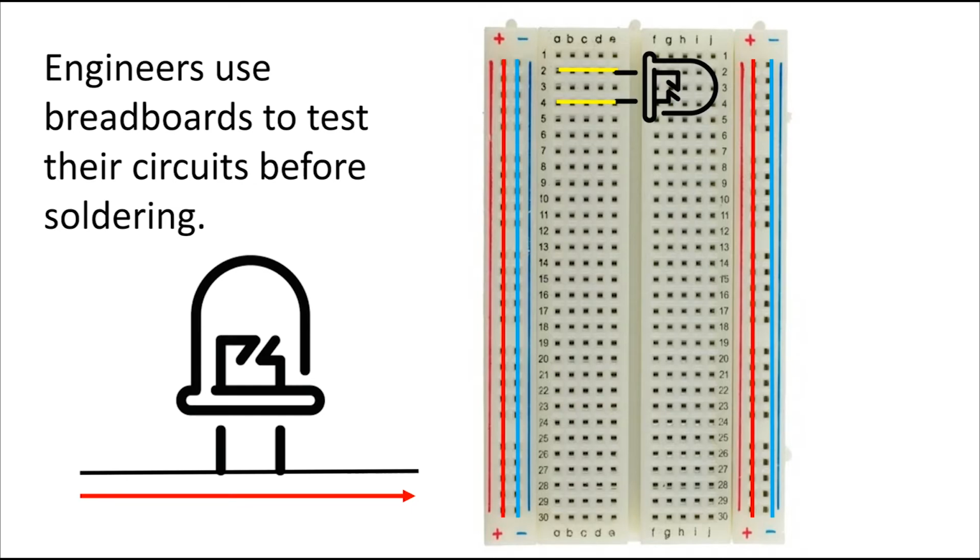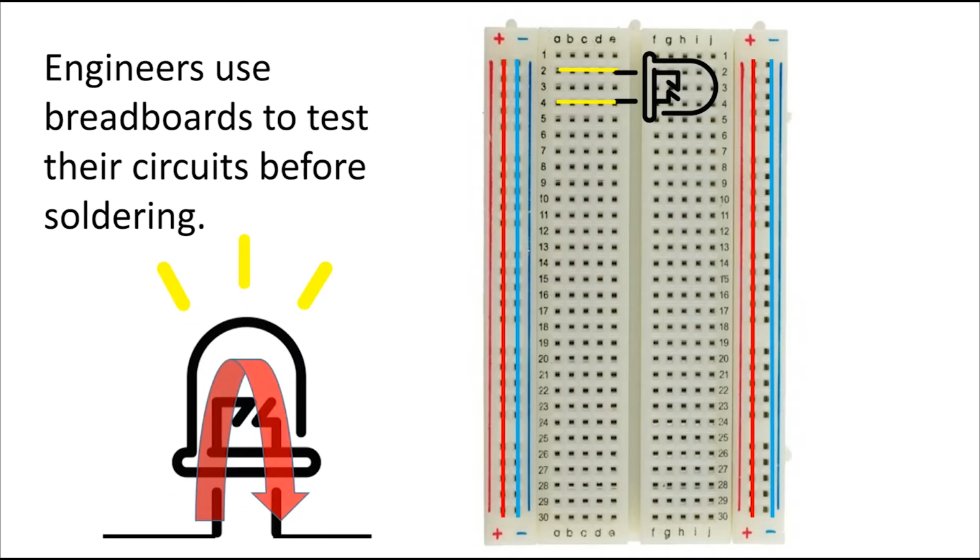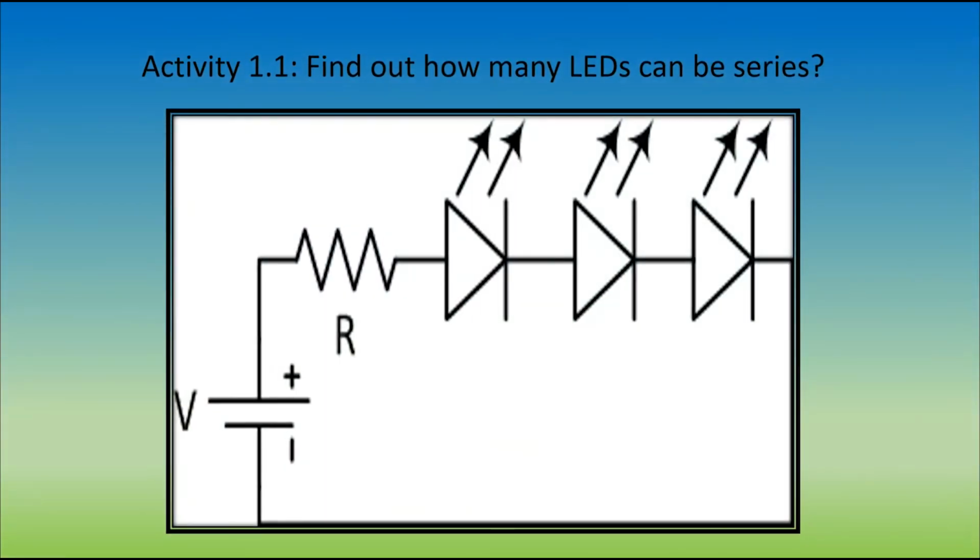If we put the prongs on separate rows, the electrons are forced to flow through the LED and it will light up. Now you will start the first activity. The objective of this activity is to find out how many LEDs we can get to light up in series before they all won't light up anymore.